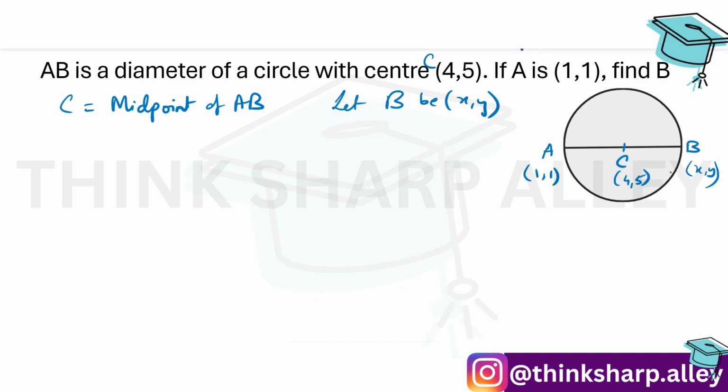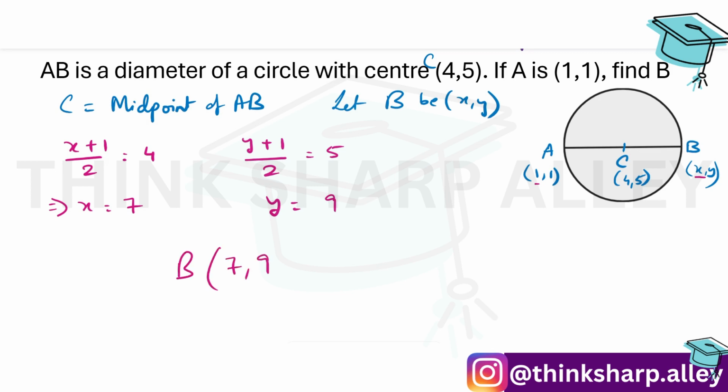So let's use the midpoint formula. We add the x-coordinates of the endpoints: x plus 1 by 2 is equal to 4, and y plus 1 by 2 is equal to 5. So that gives me x is equal to 8 minus 1, that's 7, and y is equal to 10 minus 1, that's 9. So the coordinate of point B is (7, 9), and that's the answer. Very simple, right?